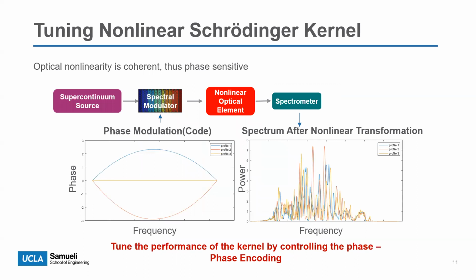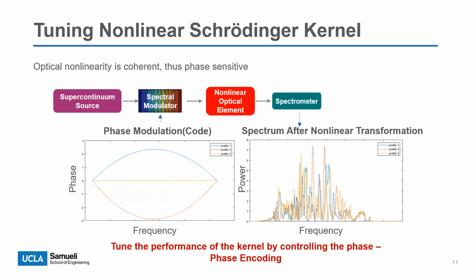Considering the nonlinear optical effects, such as self-phase modulation, cross-phase modulation, and four-wave mixing, one common thing is that they are all coherent processes. This means the nonlinear process is phase-sensitive. Now, for a laser pulse with the same power spectrum, that is the same spectral amplitude, the spectral phase can greatly affect the nonlinear transformation. We use an experiment to demonstrate this.